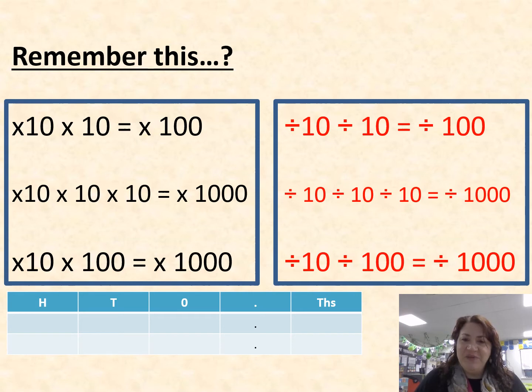Dividing by 10 and dividing by 10 is the same as dividing by 100. Dividing by 10, dividing by 10, dividing by 10 is the same as dividing by 1,000. And dividing by 10 and then dividing by 100 is also the same as dividing by 1,000.